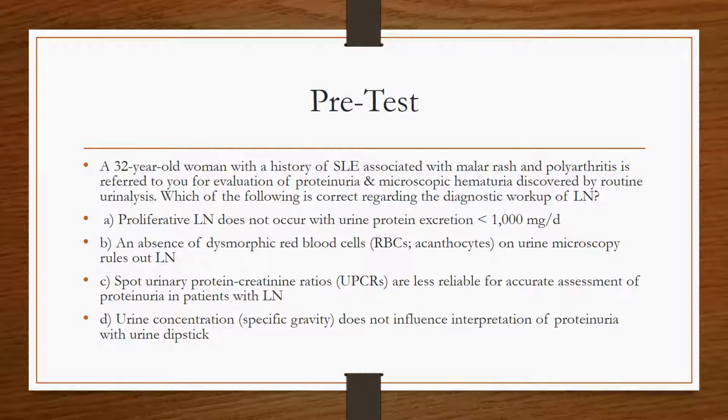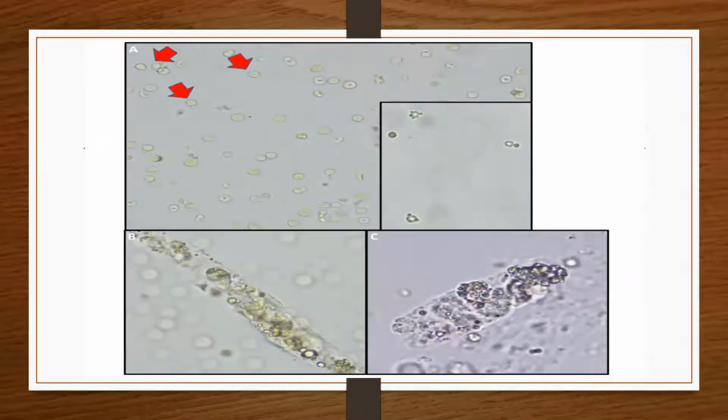Option 4: urinary concentration or specific gravity does not influence. It does influence. If you have higher concentration and higher specific gravity, it will show you falsely elevated protein on the dipstick. So it does influence. This is just to check and start up the lecture.